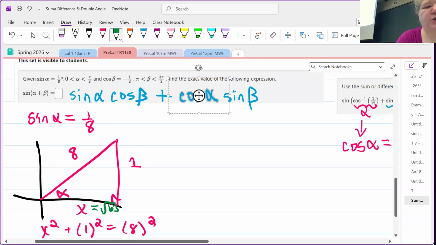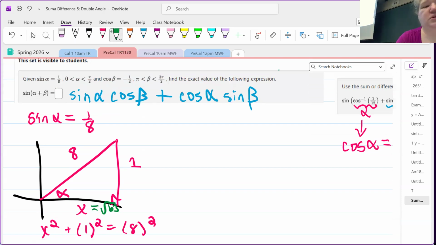Like, how do I know it's in quadrant 1, or how do I remember which one's 1 versus 2? So they told us that alpha is between 0 and pi over 2. So 0 is directly right on the unit circle. Pi over 2 is directly up. So in between those is quadrant 1.